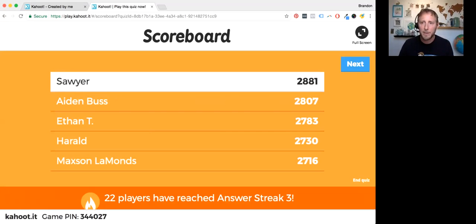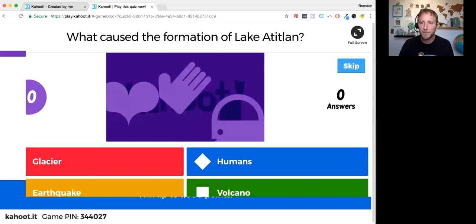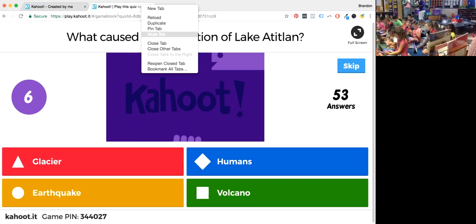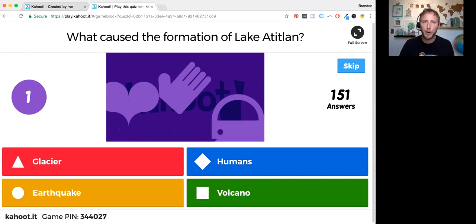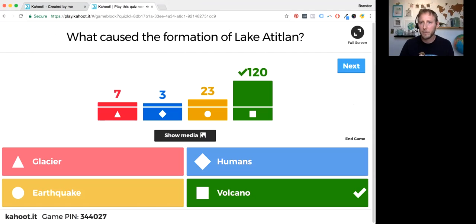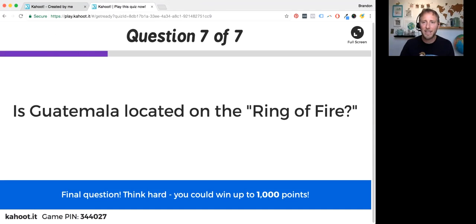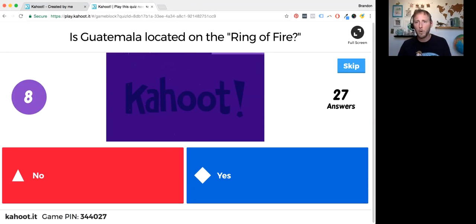Great job. Next question, what caused the formation of Lake Atitlan? Is it red, a glacier, blue, humans, yellow, an earthquake, or green, a volcano? Right, it was a volcano. Sawyer still in the lead. And last one, is Guatemala located on the Ring of Fire? Red, no, or blue, yes?